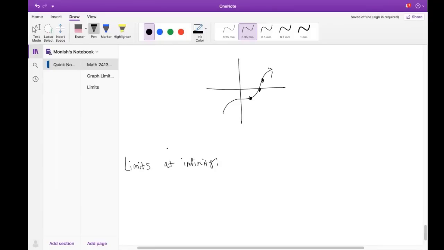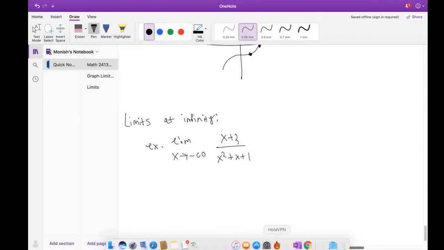And I'll go through two examples with this. So if I have the limit as x approaches negative infinity of x plus 2 over x squared plus x plus 1, what's the first step I would do to solve this problem?